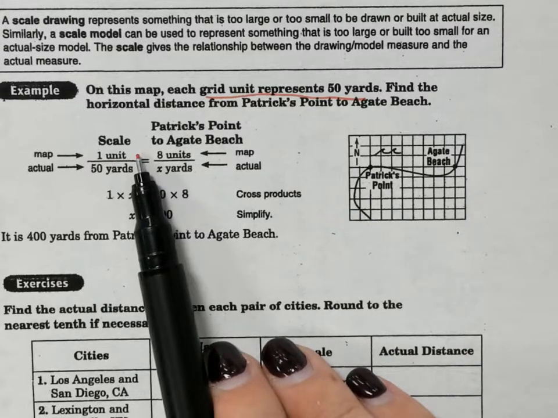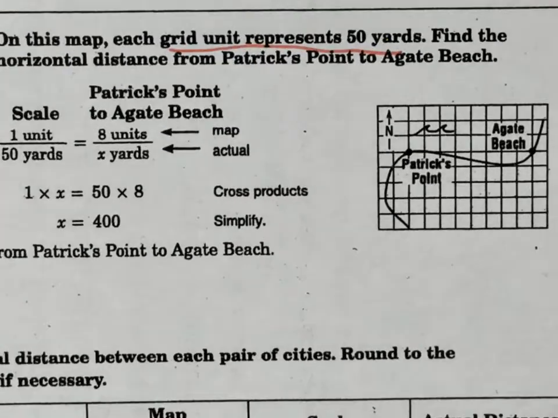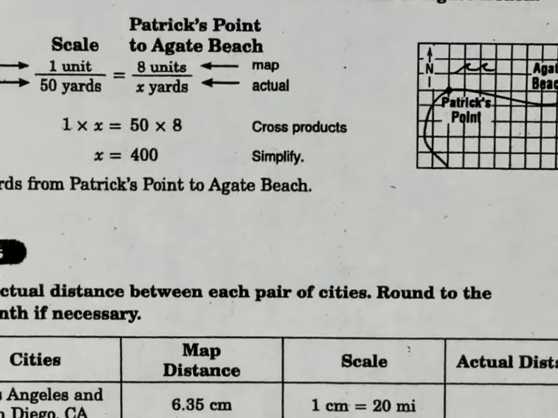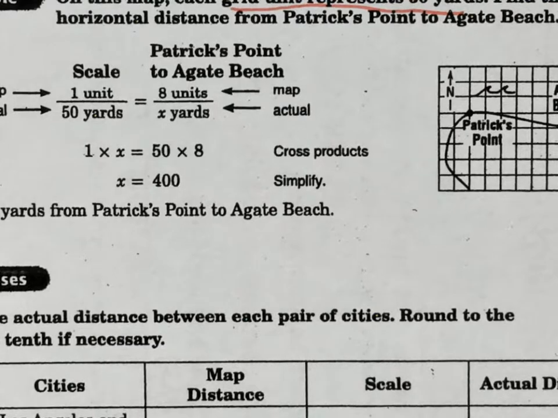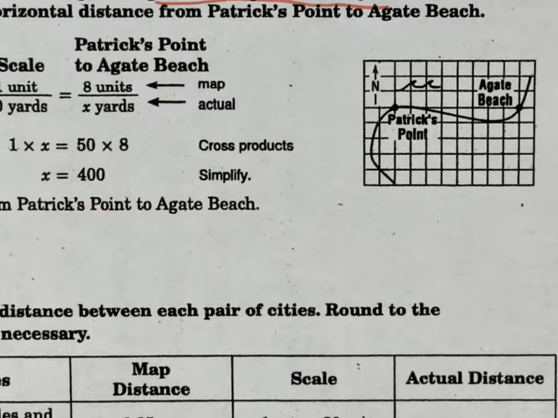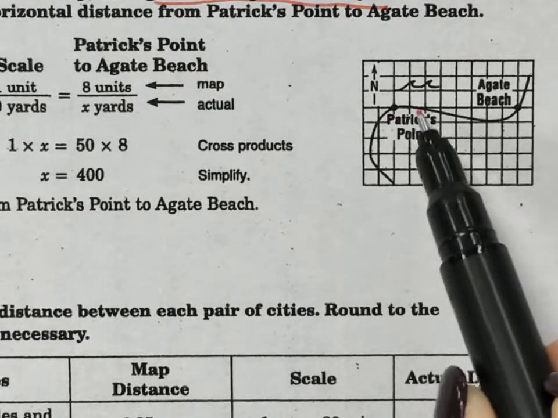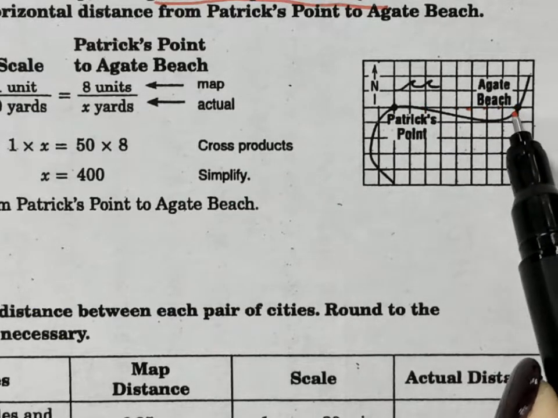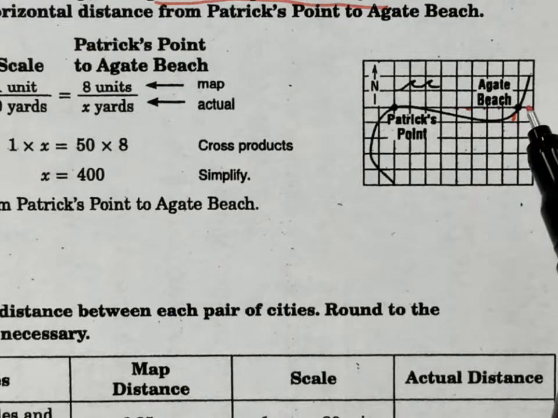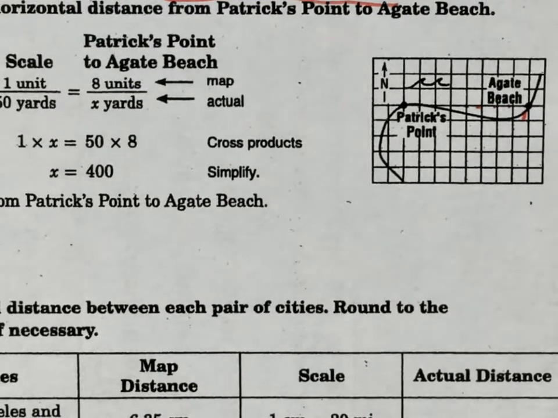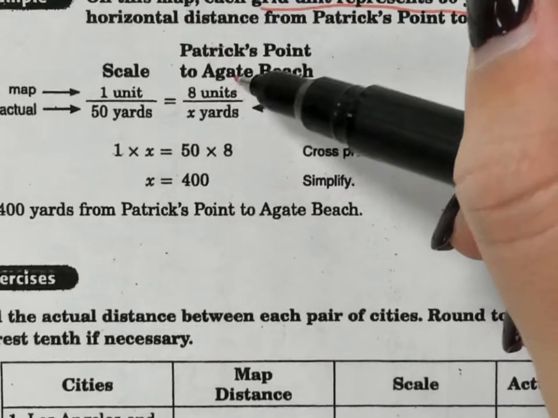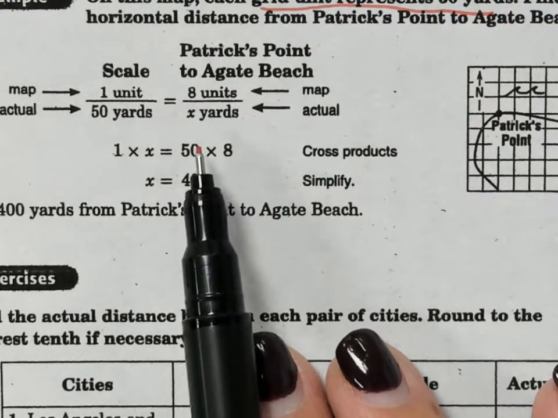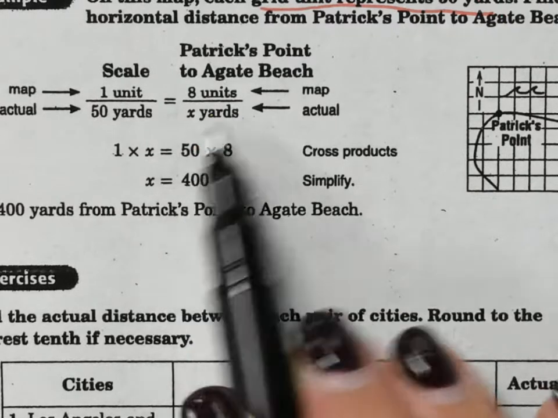So if I write that as a ratio, I've got 1 unit over 50 yards, and then I've got to set it equal to another ratio. If I count the units between the points, I have 1, 2, 3, 4, 5, 6, 7, 8. So I've got 8 units in between those 2 cities. So that's how I write my second ratio. 8 units over, I don't know how many yards that is. I just know that it's 8 units. Okay. So that's my variable.